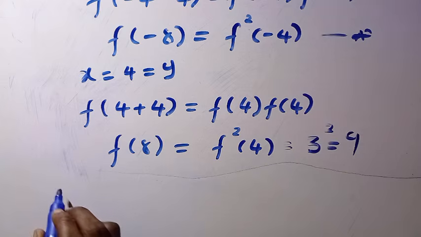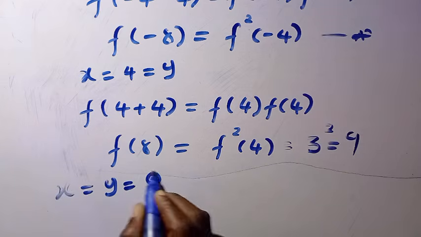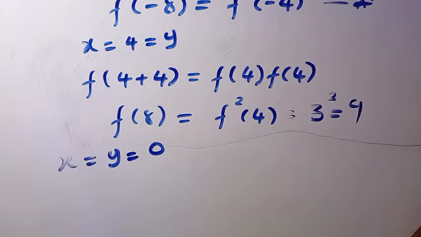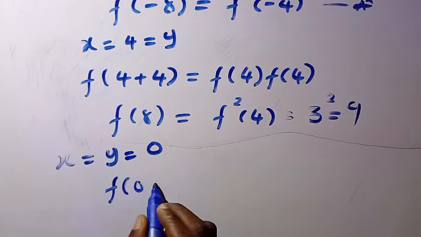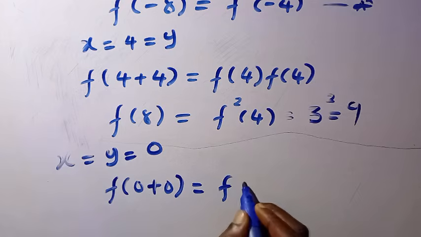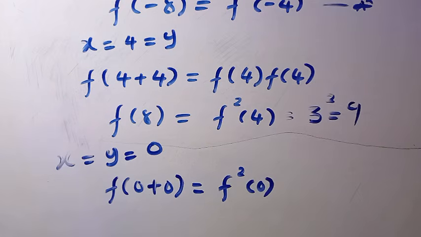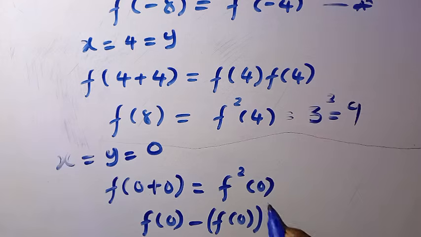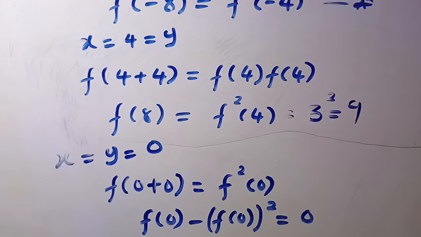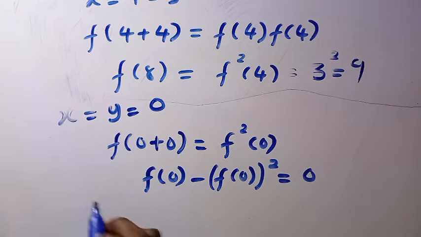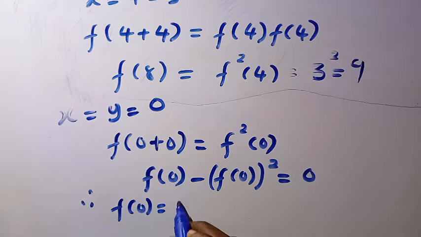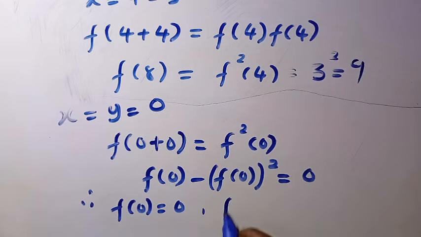Suppose I start by letting x = y = 0. Getting this, we are going to have f(0 + 0) = f²(0). So 0 + 0 gives us f(0). Then taking this f²(0) here, we have f(0). We can write this as a square in this form, or we write it in this form. So with this expression, we get two values. First is f(0) = 0, and we still have f(0) = 1.